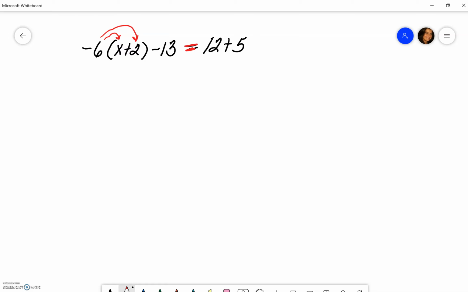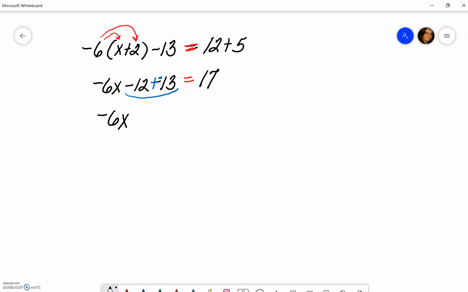to end up distributing. So when I start multiplying that out, I end up with -6x, and then -12 because the signs are opposite, and I'm just writing -13 because I didn't do anything with that. And on the right side, I can just go ahead and add that up, which is 17. Now, looking back on the left side, I can see I can combine these two. So I'm going to make that a plus, convert that to an opposite sign. And now I'm just going to rewrite the -6x.